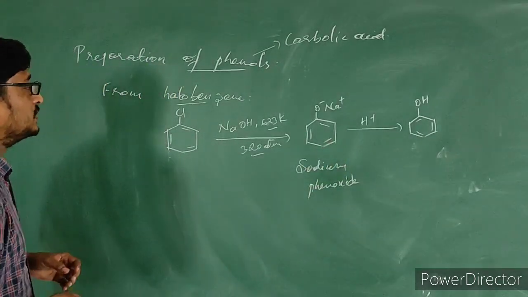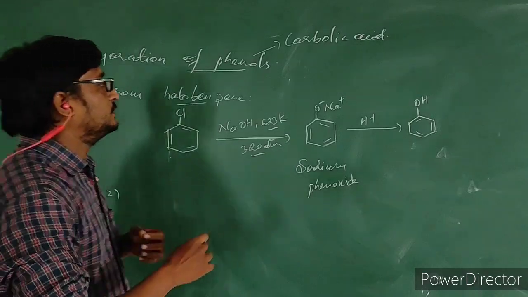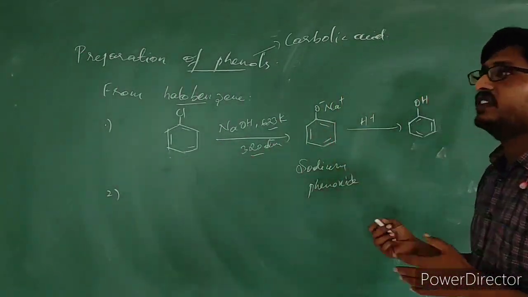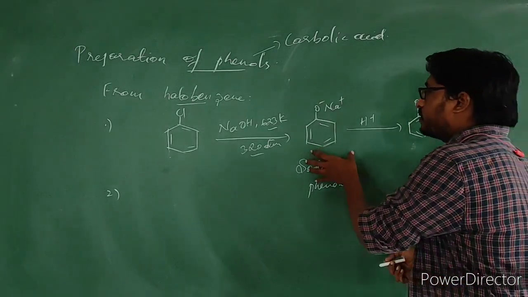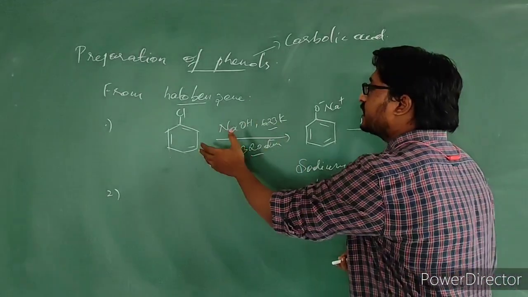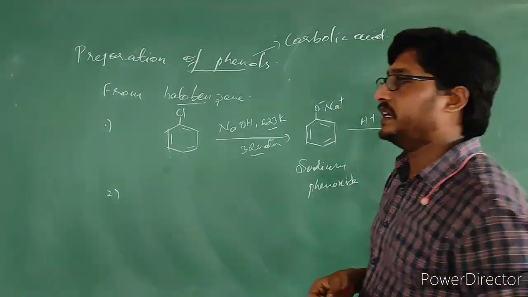Let us see the next method. And here you can get a doubt: why are we converting this into sodium phenoxide? Why can't we convert that into phenol directly? Because phenoxide will be stable. That is why initially we are converting this chlorobenzene into sodium phenoxide. Please keep that in mind.